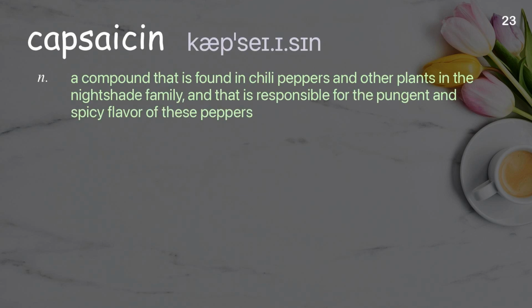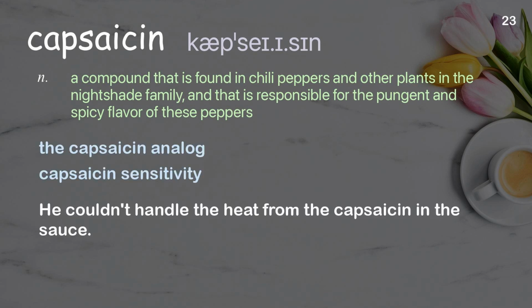Capsaicin. A compound that is found in chili peppers and other plants in the nightshade family, and that is responsible for the pungent and spicy flavor of these peppers. Examples: The capsaicin analog. Capsaicin sensitivity. He couldn't handle the heat from the capsaicin in the sauce.